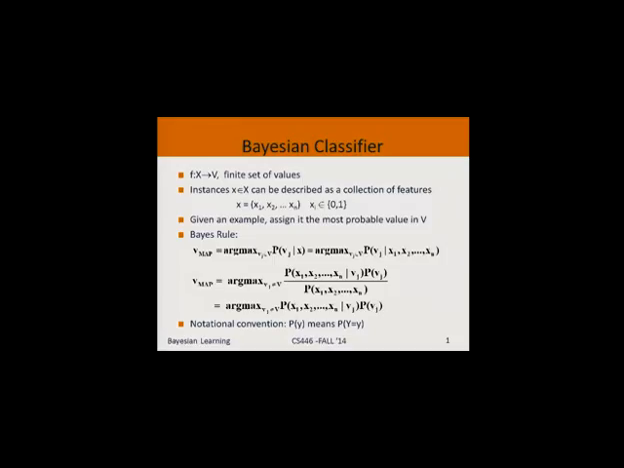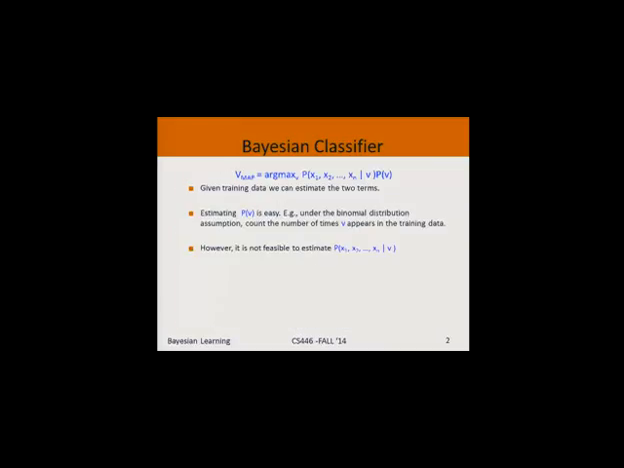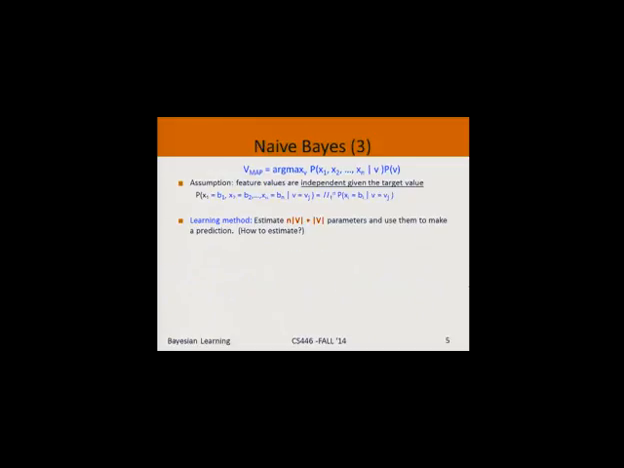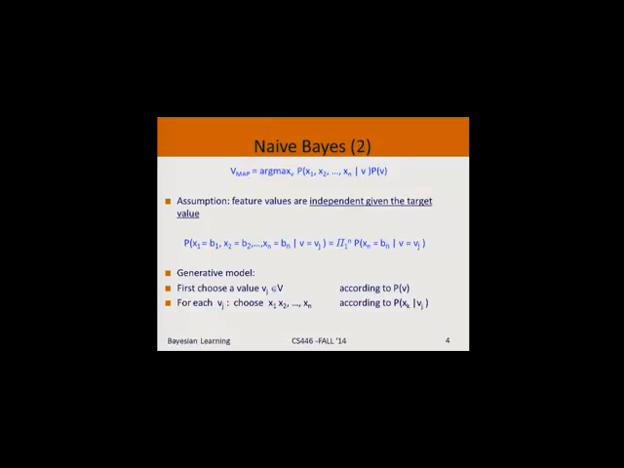Okay, so we made two steps. One step is from P of V given X to P of X given V, using Bayes rule. And the second one is via our assumption here from P of X given V to P of Xi given V. Okay, two steps. So let me just continue with this for a second.